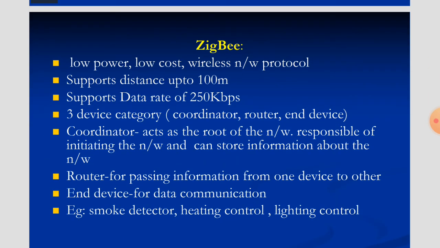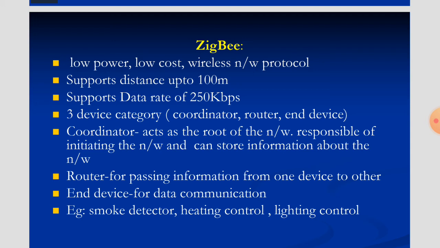Next, Zigbee is another low power, low cost wireless network protocol. It supports distances up to 100 meters and a data rate of 250 kbps. Again, there are three types of Zigbee device categories: coordinator, router, and device. If you want a Zigbee connection, the cost is also less, it consumes less power, and here the coordinator acts as the root of the network.